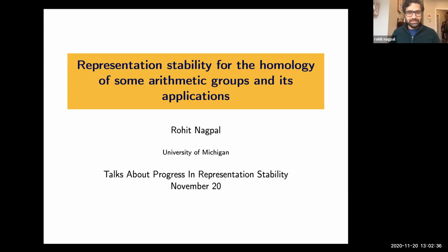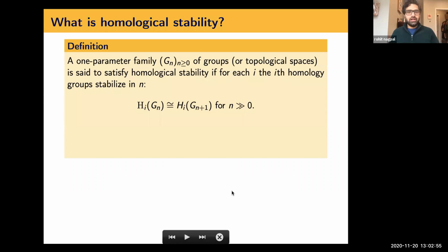Thanks for giving me this opportunity to speak, and thank you all for being here. So I'm going to be talking about representation stability for homology of certain arithmetic groups and their applications. So let me start by recalling the definition.